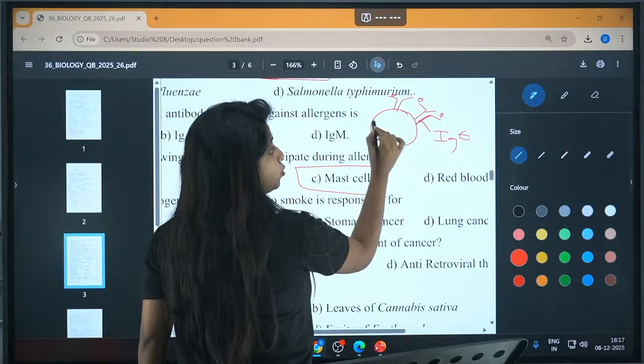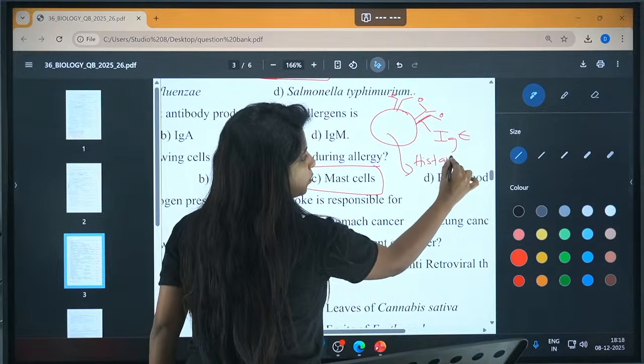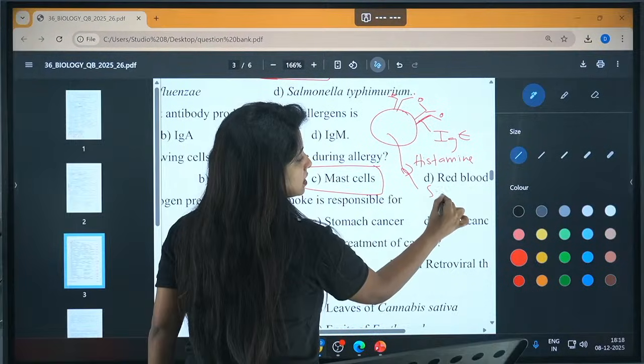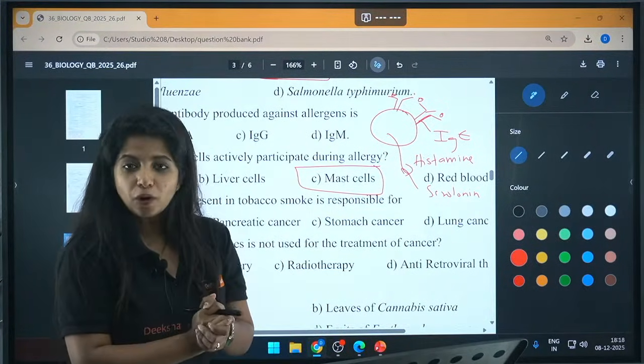Within the mast cell, you have 2 very important secretions. One is histamine, and the second one is serotonin. Both of these secretions are being released in the blood. And you know what they do?